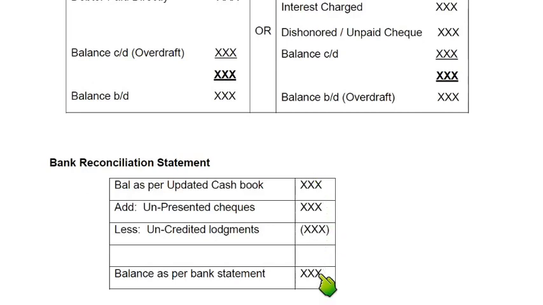Now what do we have to do? We have to do the reverse working. If we are starting with balance as per bank statement, we will be adding the uncredited lodgements and deducting the unpresented checks, and the final answer is balance as per updated cash book.